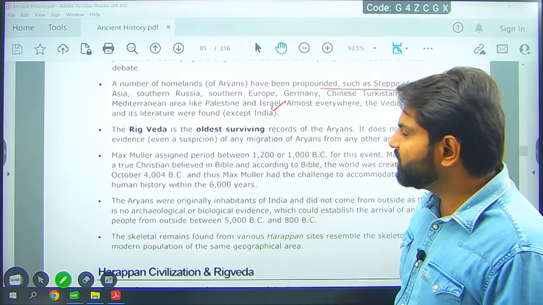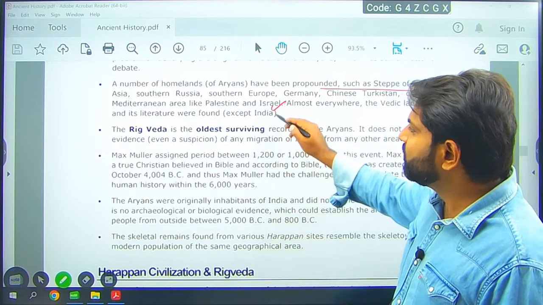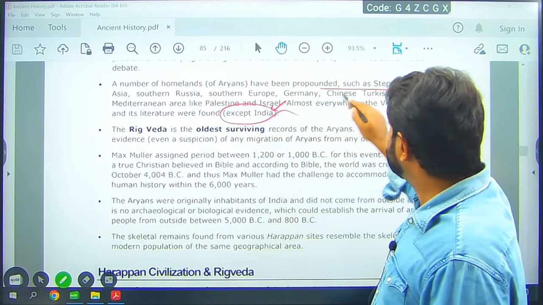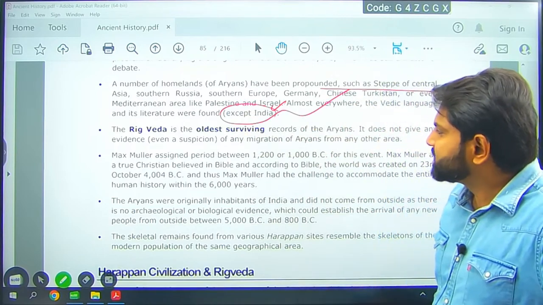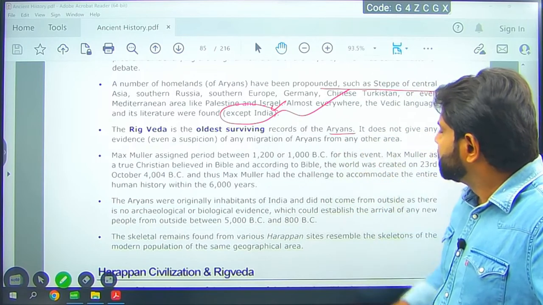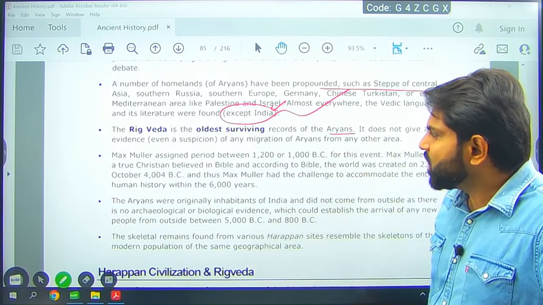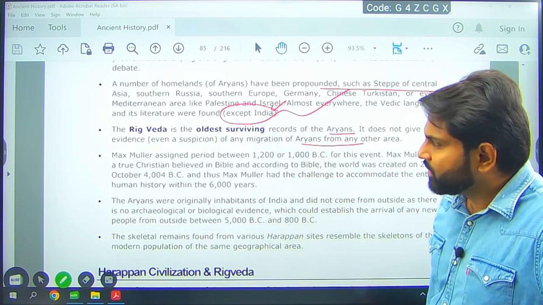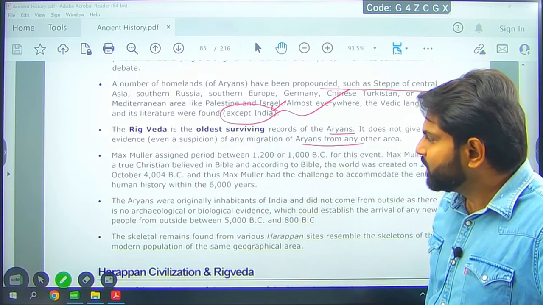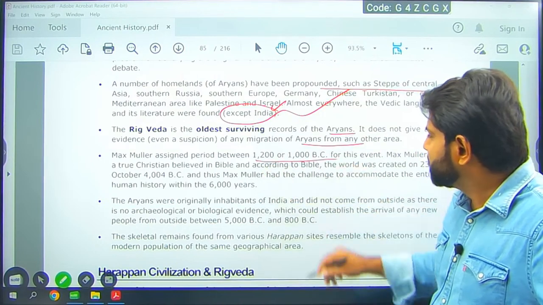Almost everywhere Vedic language and literature were found, except India. The Rig Veda is the oldest surviving record of the Aryans. It does not give any evidence of a migration of Aryans from any other area. Max Muller assigned a period of 1200 to 1000 BC.